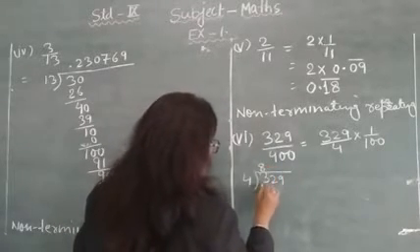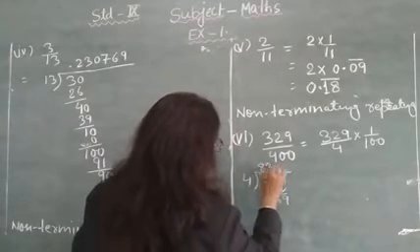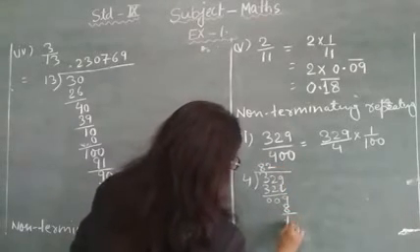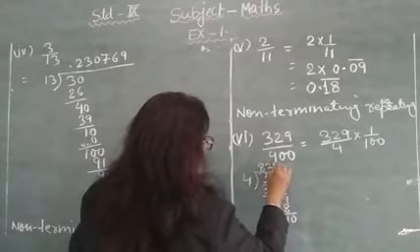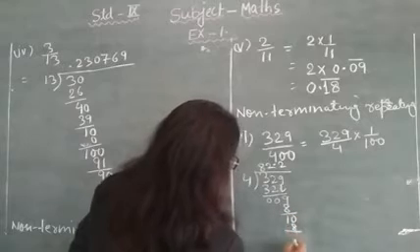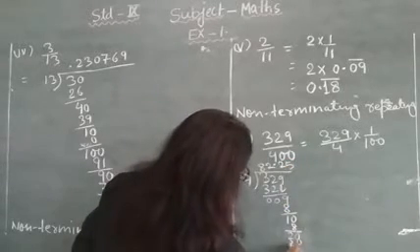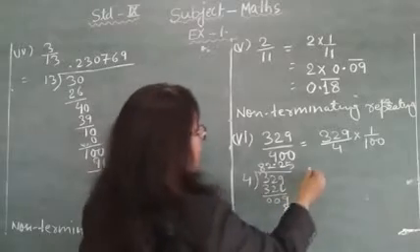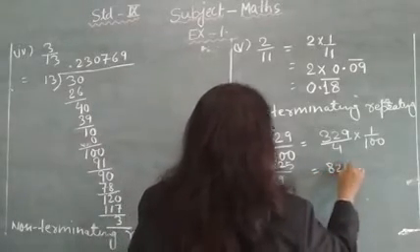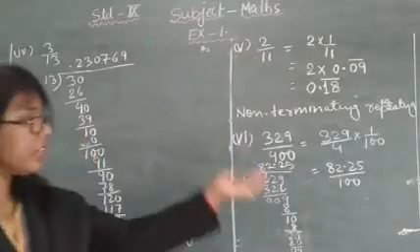4 8s are 32. 9 came down. 4 2s are 8. 1. Then put the decimal here, 0. 4 2s are 8. Then 2. This one, 4 5s are 20. So we can write here 82.25 divided by 100. We will shift the decimal.